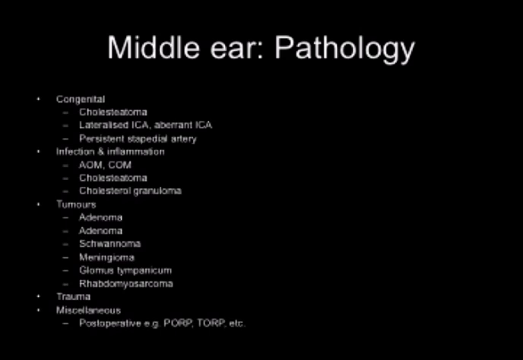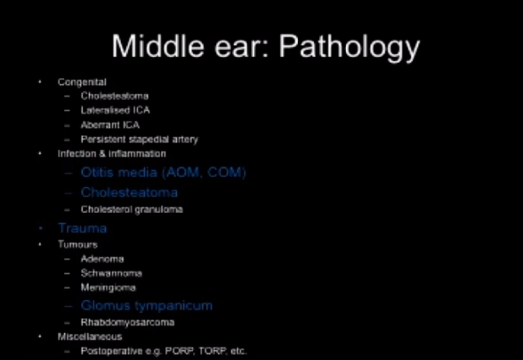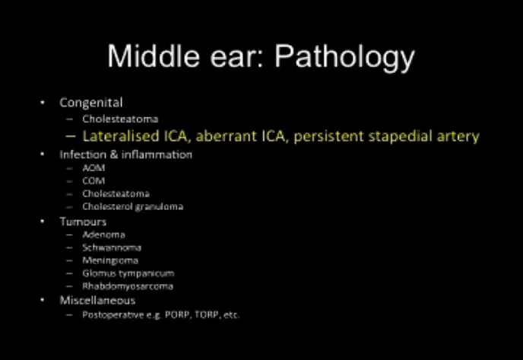So this list of pathology is deliberately a little bit busy. It's basically a surgical sieve. This list is available on Google or in books anywhere. I think the main thing that I'd like to highlight is the common things that people will see are otitis media, so either acute or chronic, so AOM, COM, and cholesteatoma. And of course, cholesteatoma is often associated with otitis media. Trauma is quite common, and out of the tumours, glomus tympanicum is the one that you might see most commonly.